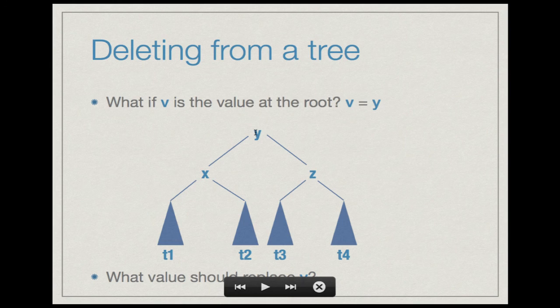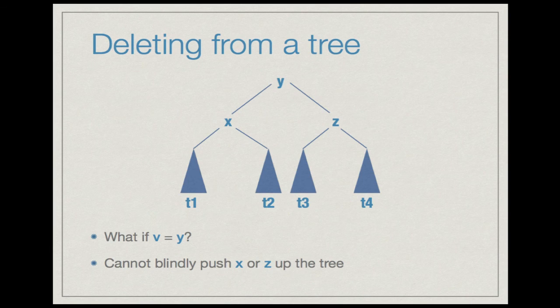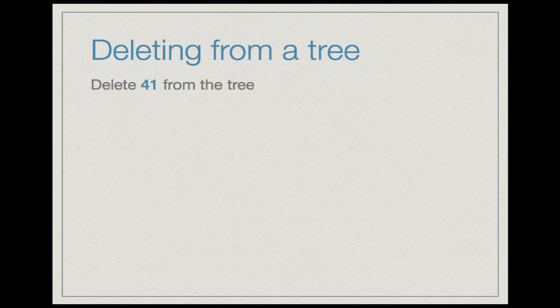Now, if we want to delete v, we have to remove y from this tree. But if we remove y, what node should replace y? Is it x or z or something else? One can easily see that it is not possible to blindly push x or z up the tree. This is illustrated in the following example.